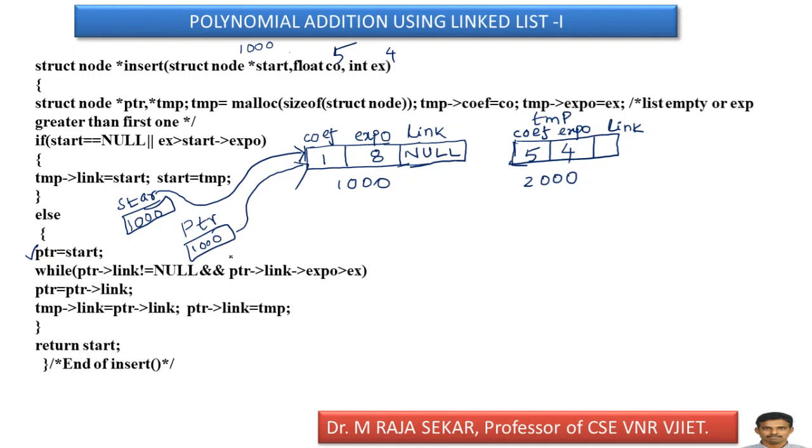False. Logical AND means both conditions must be true. If one of them is false, this logical AND is false. Therefore, this immediate statement will be skipped. Therefore, this particular code will get executed.